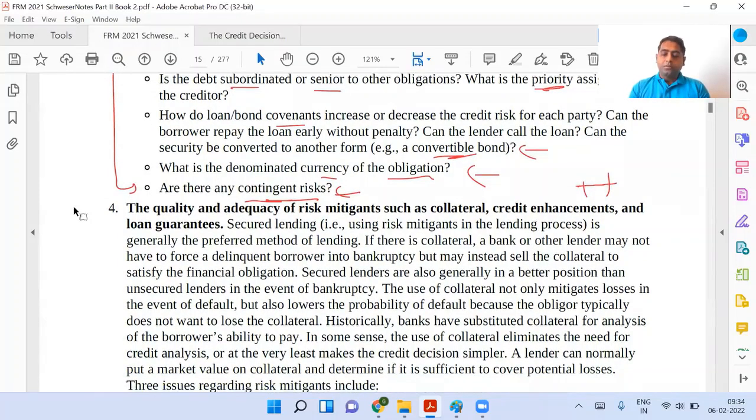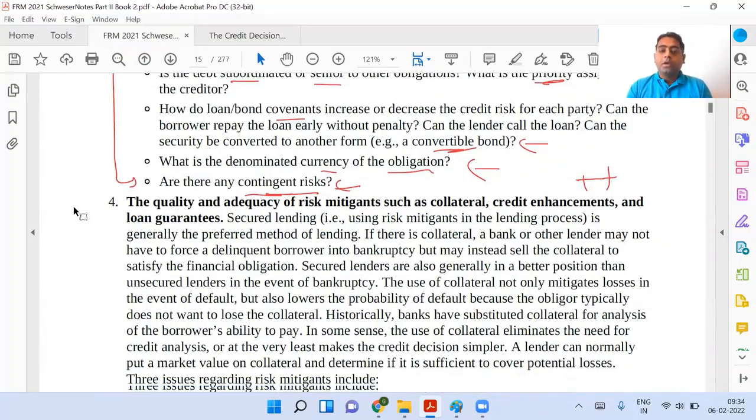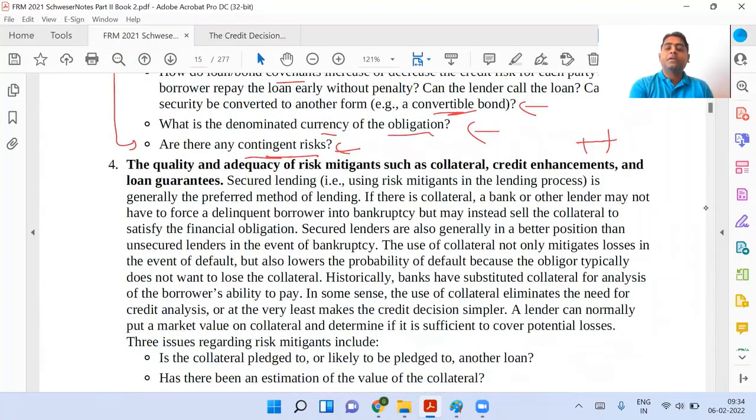Moving towards the quality and the adequacy of the risk mitigant. There are two important parts: the quality and the adequacy. Adequacy means whatever risk mitigants we have taken, say collateral or credit enhancement or a loan guarantor, whether that will cover my exact risk or not. And when we say quality, quality means when there is a need.